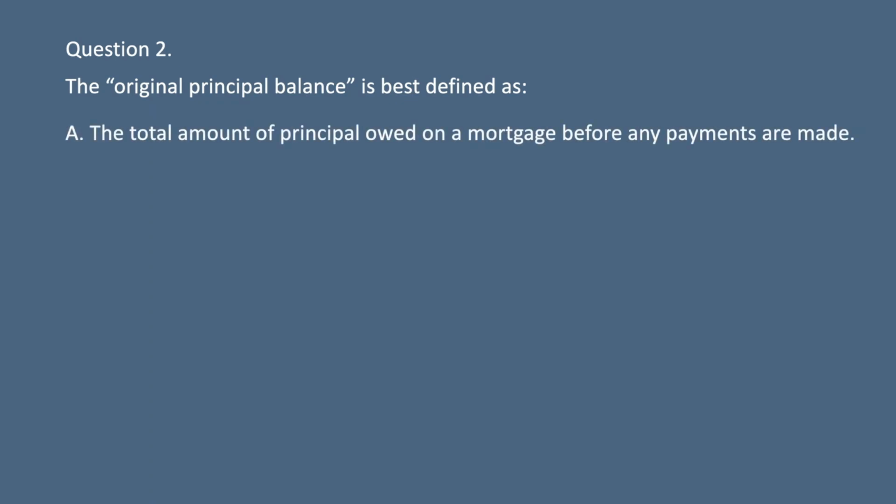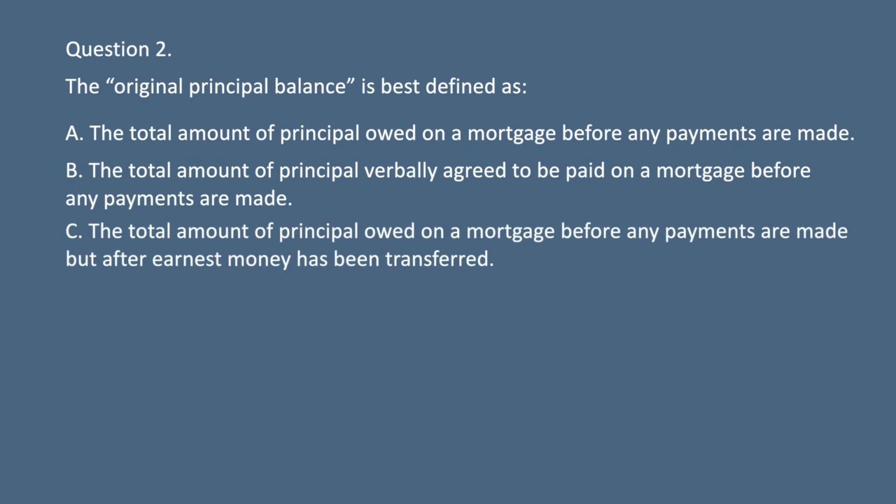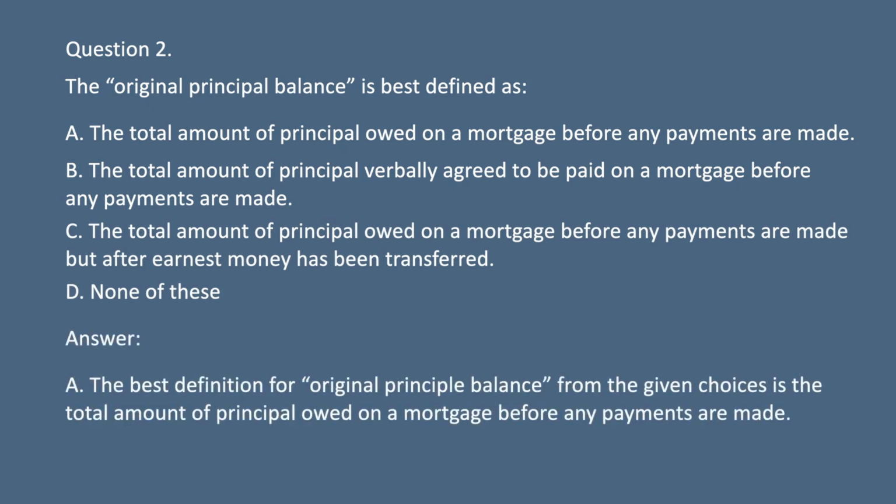Question 2. The original principal balance is best defined as A. The total amount of principal owed on a mortgage before any payments are made, B. The total amount of principal verbally agreed to be paid on a mortgage before any payments are made, C. The total amount of principal owed on a mortgage before any payments are made but after earnest money has been transferred, D. None of these. Answer A. The best definition for original principal balance from the given choices is the total amount of principal owed on a mortgage before any payments are made.